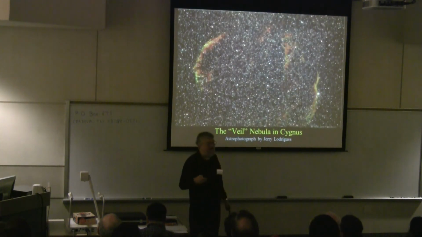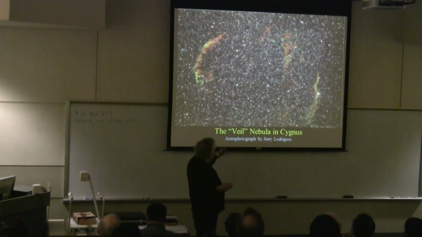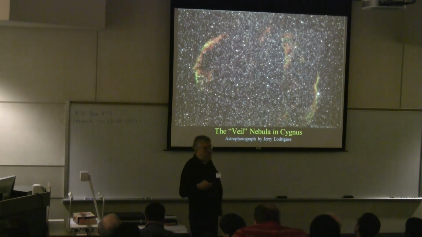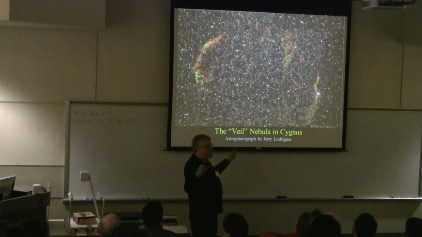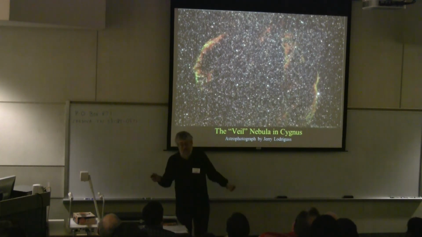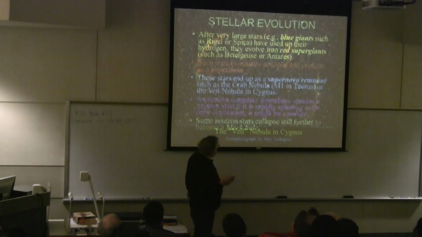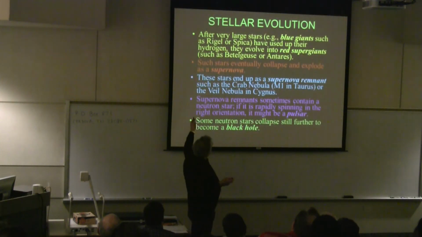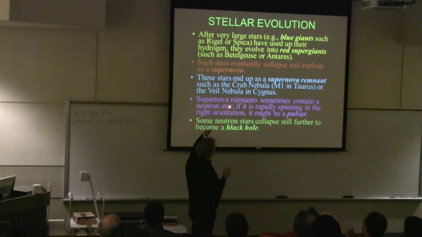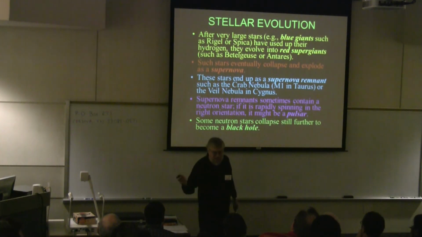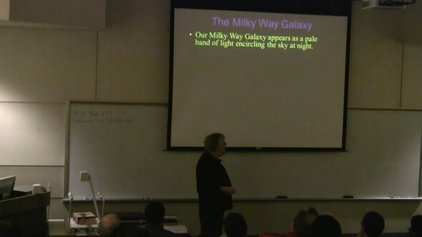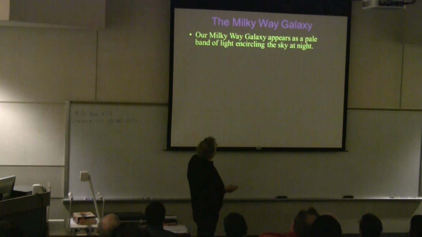Here's one that's obviously much older. You can't possibly sort out in here what was the star that did it, but you can see the remains of the outer shell of that star that blew itself to pieces probably 100,000 years ago. Okay, finally, let's see, where did we get? The neutron star, we already mentioned that. And sometimes neutron stars collapse still further to have no size at all and become a black hole. That's part of the story we'll get to in the summer, I think.